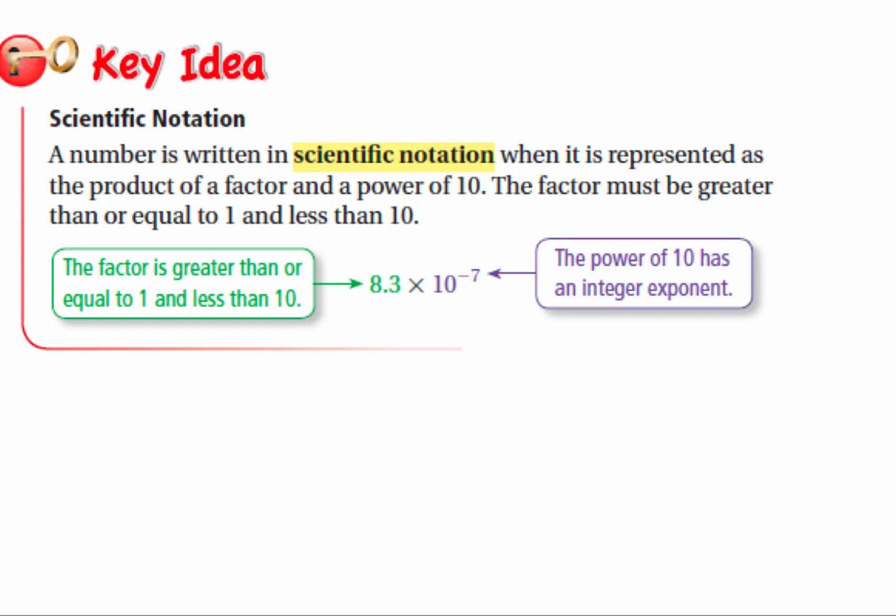So our key idea for the first part of this lesson: scientific notation. A number is written in scientific notation when it is represented as the product of a factor and a power of 10. And the factor must be greater than or equal to 1 and less than 10. So between 1 and 10 has to be your first number. And then the second one is 10 to some power. If that power is more than 1, then it's going to be a bigger number. If it's something like this with a negative exponent, it's going to become a smaller number because this represents a decimal that's less than 1.